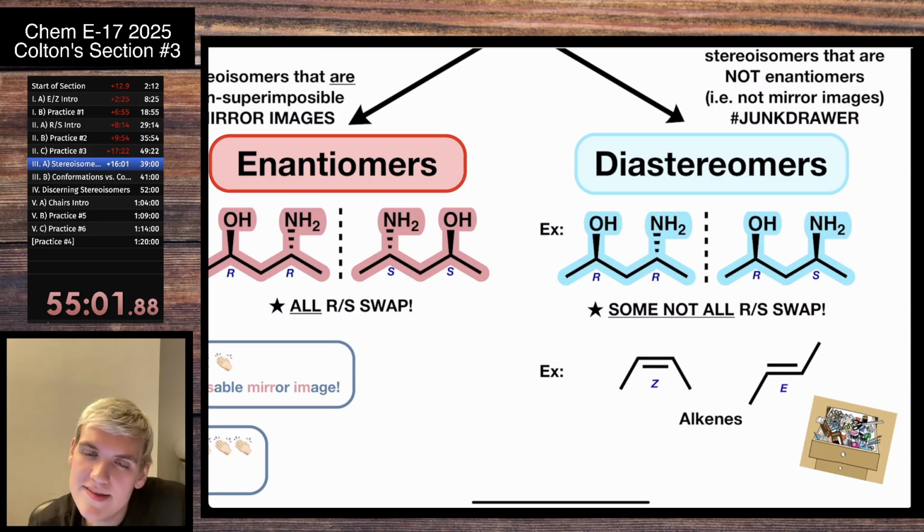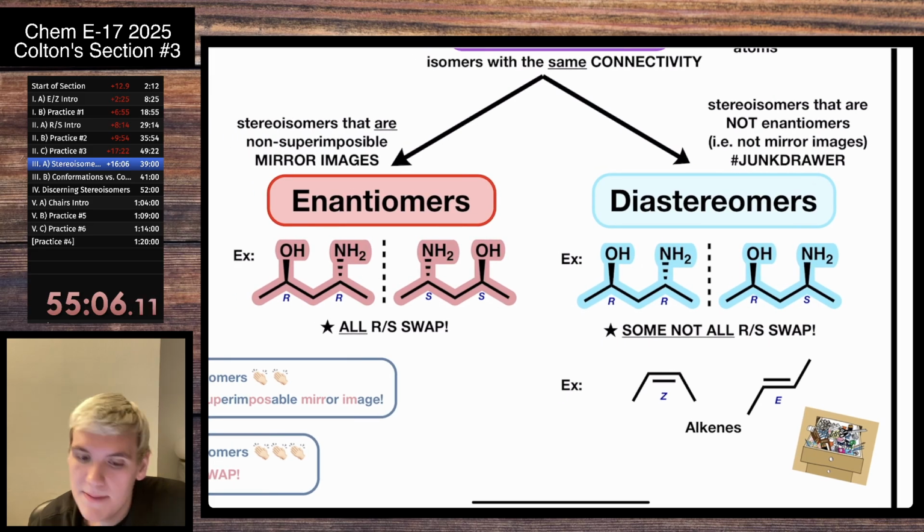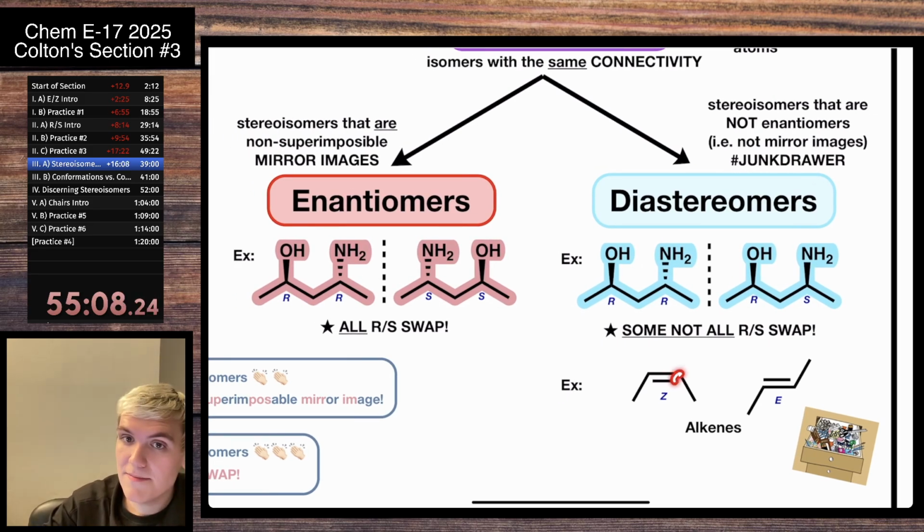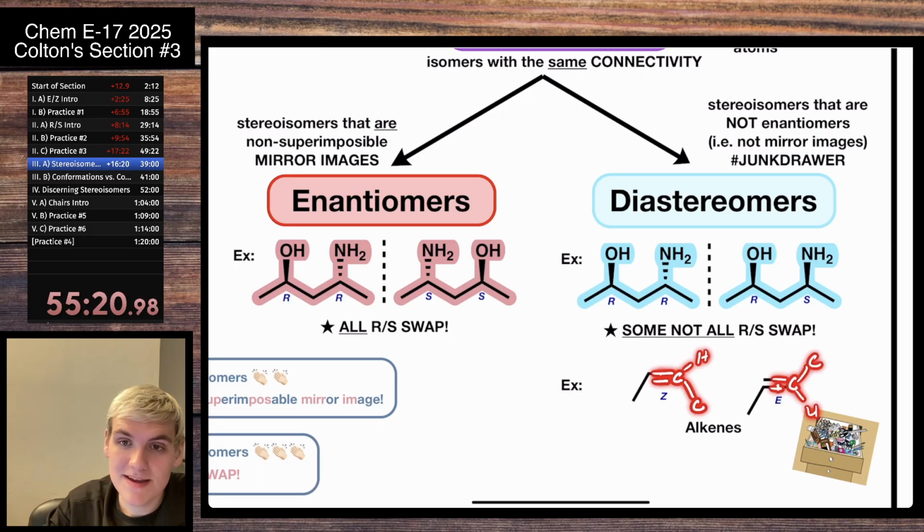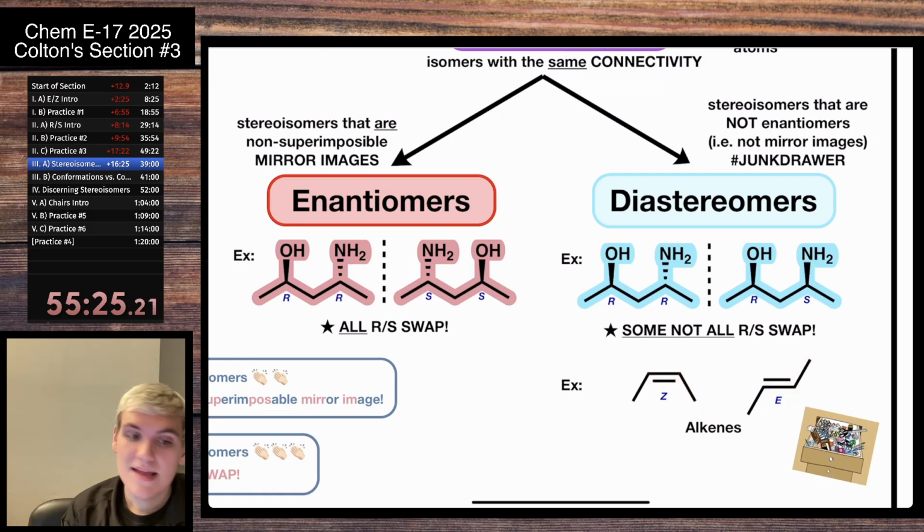The other thing that falls into this, which is kind of counterintuitive, is alkenes, like E and Z isomers. They have the same connectivity. This carbon is connected to a carbon, a hydrogen, and a double bond carbon. This carbon over here is also connected to a hydrogen, a carbon, and a double bond carbon. So we are attached to the same things, same connectivity, but they clearly have a different 3D arrangement in space. And so they are diastereomers. They are in the junk drawer.